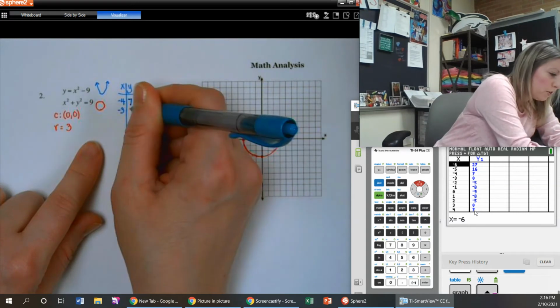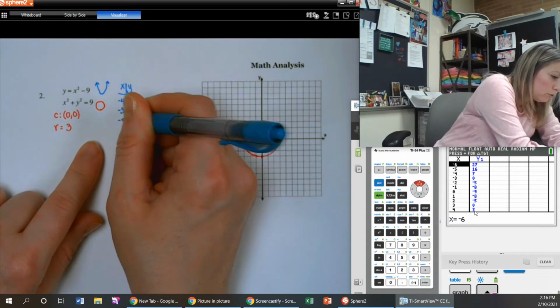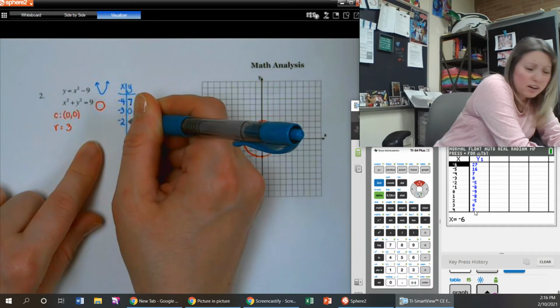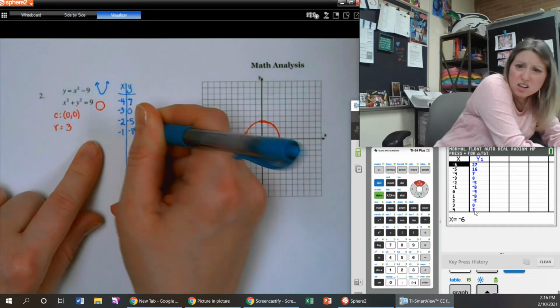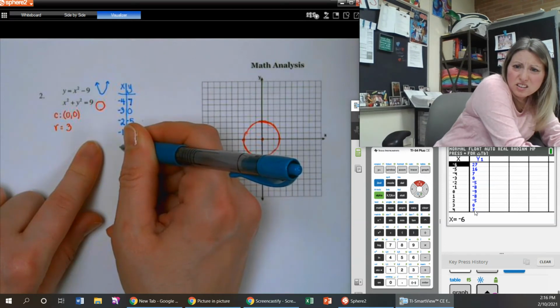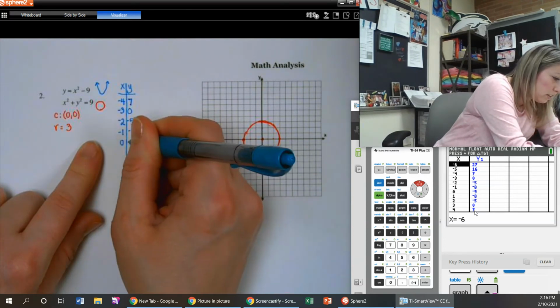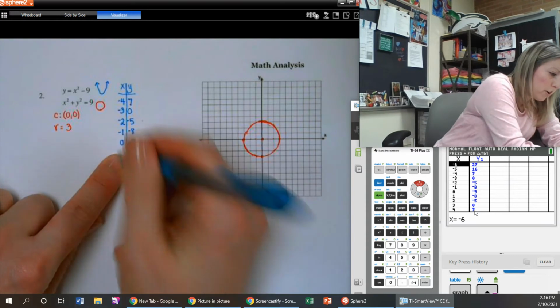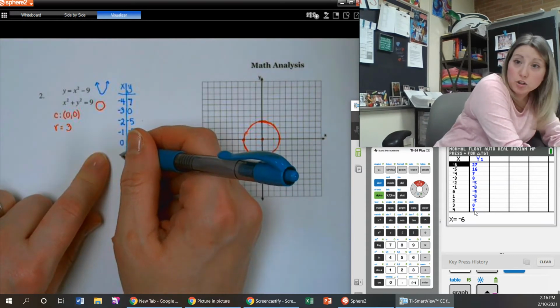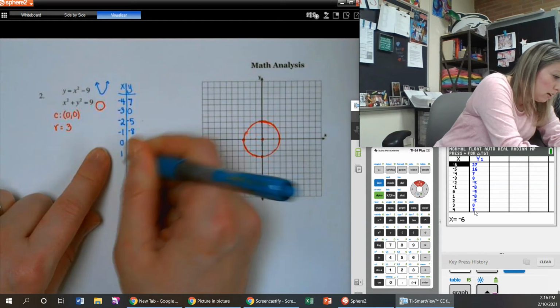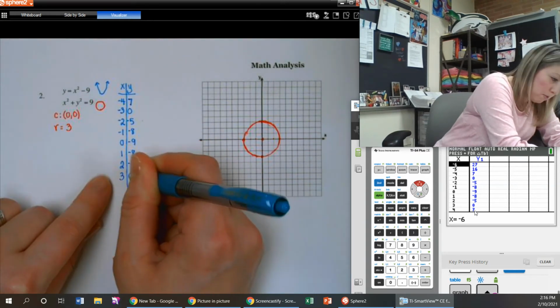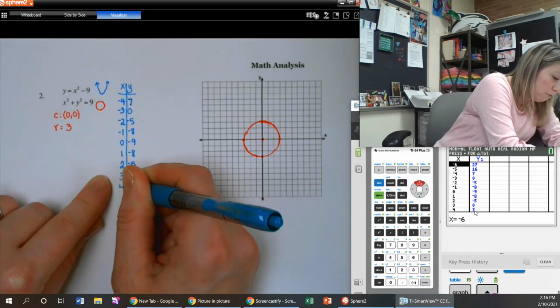Negative 3, 0. There's a root. Negative 2, negative 5, negative 1, negative 8, and 0, negative 9. Yeah, that makes sense because that's my vertex and turning point, right? That's my axis of symmetry and turning point. So then 1, negative 8, and I'm coming back around, 2, negative 5, and then I'm coming back around, and that makes sense for my other root. And then 4, 7. Yep.